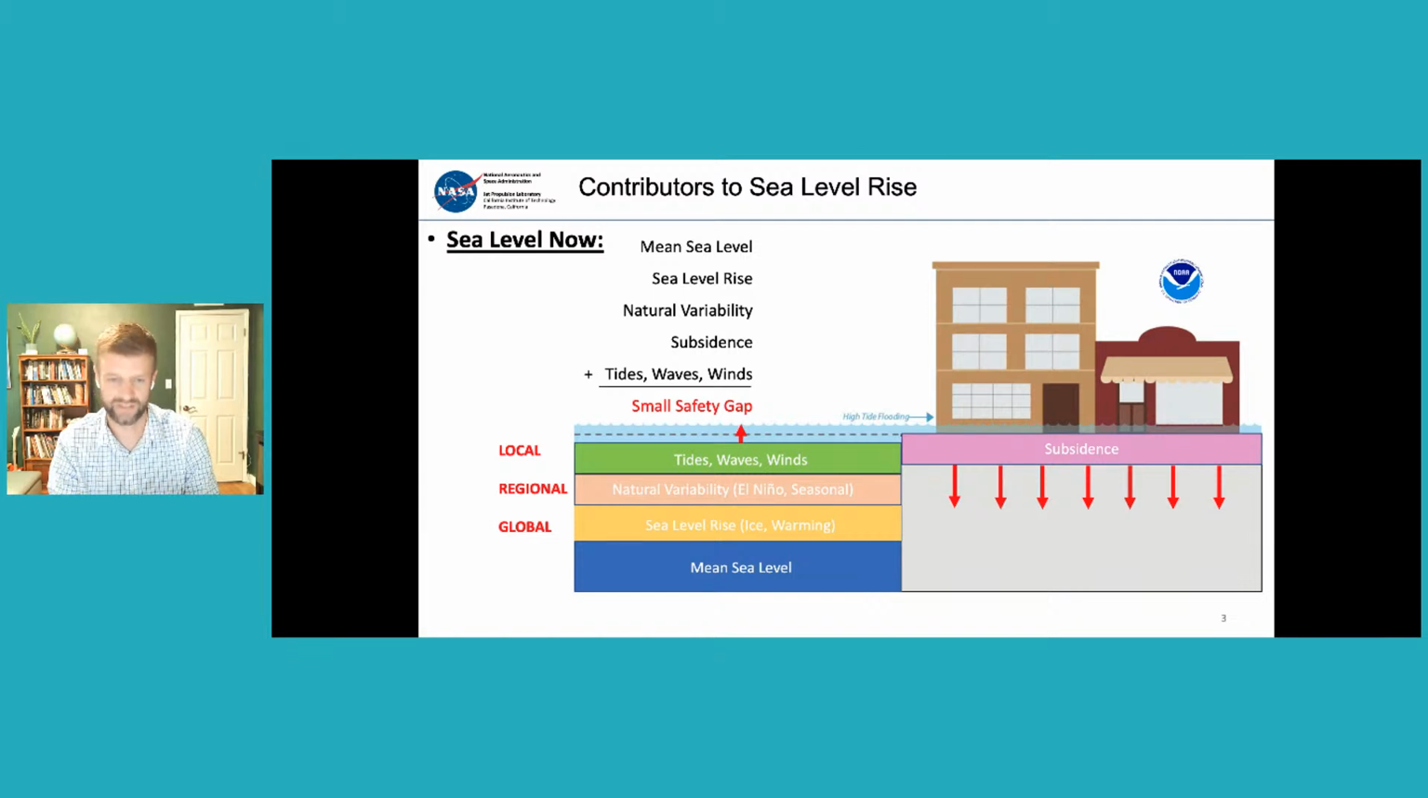So you have these local factors that vary a great deal from location to location around the world. So these tides, waves, and winds, very local processes. You have these regional scale signals. So some of you may be familiar with El Nino. That's a big one that affects us here in California. But you have other types of natural variability that happens in other parts of the world and other parts of the ocean. And then you have these big global processes.